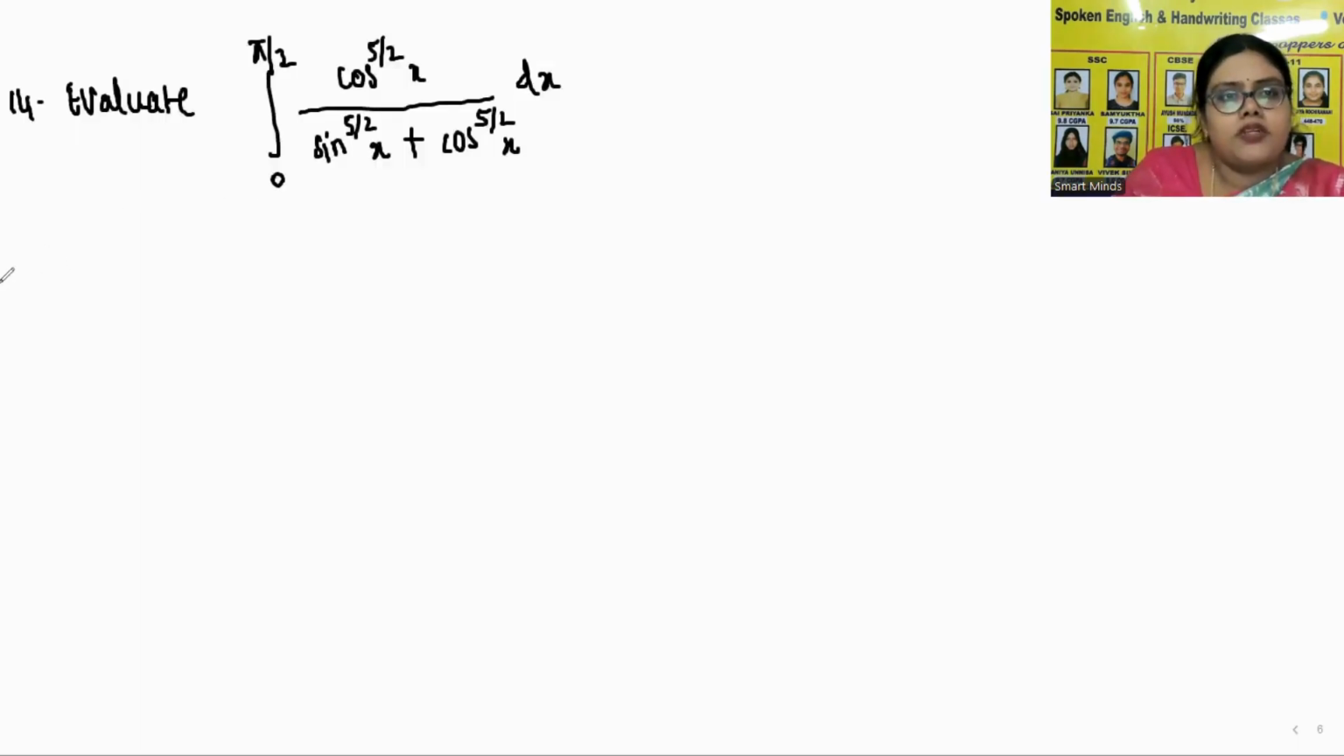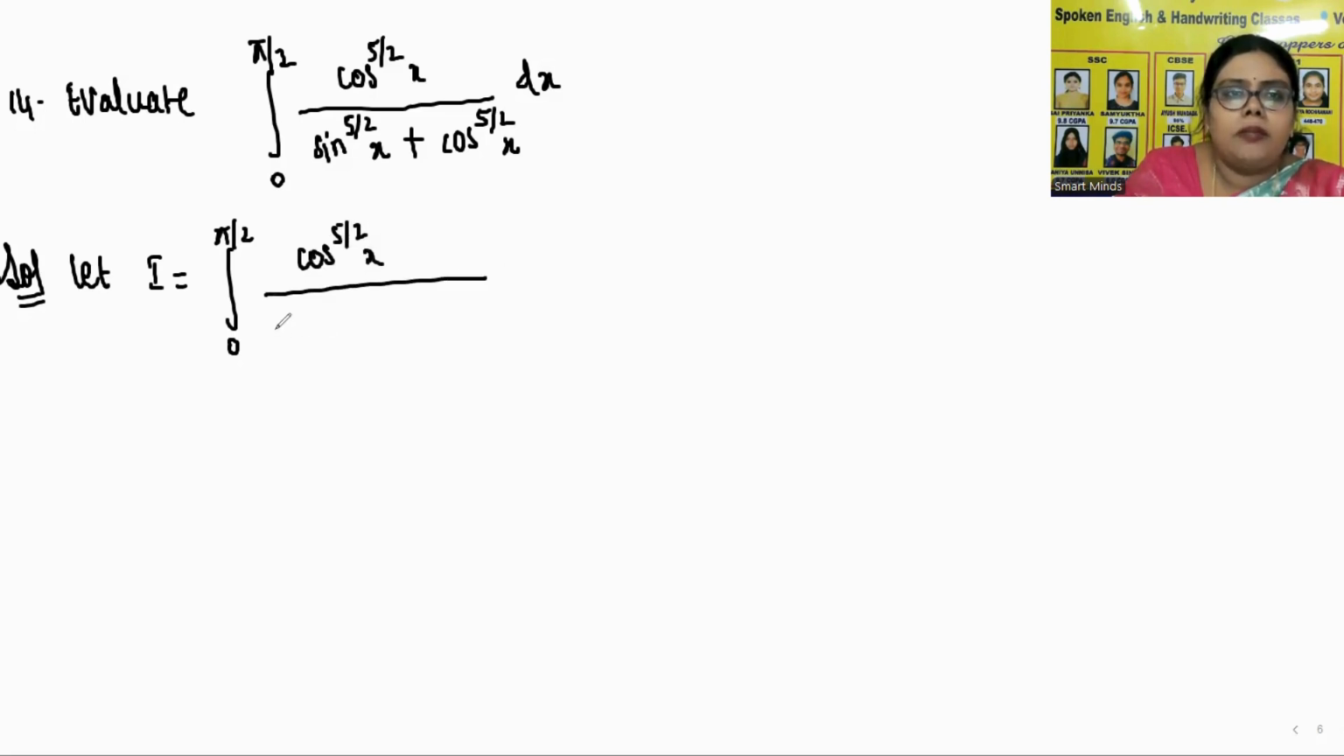Now take the next question. Evaluate integral 0 to pi by 2 of cos power 5 by 2 x by sine power 5 by 2 x plus cos power 5 by 2 x dx. So let us take I is equal to integral 0 to pi by 2 cos power 5 by 2 x by sine power 5 by 2 x plus cos power 5 by 2 x dx.